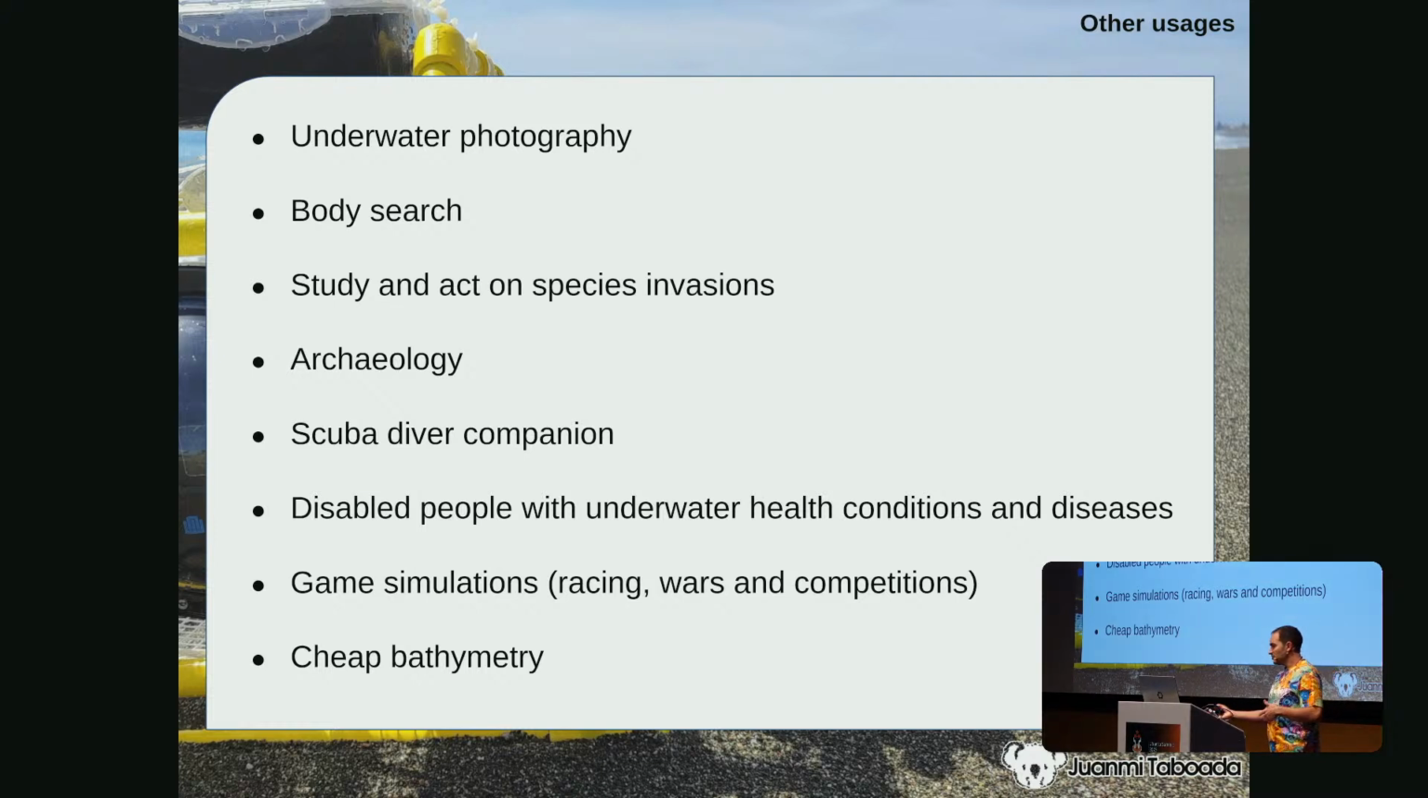And what else? What other uses can we give to the ROV? Underwater photography. We can use it for body searching. We can study and act on invasive species. Actually, we have done this with professional submarines. There are some algae that are where they shouldn't be, so we can act on them. Especially, like I said in the beginning, for disabled people with underwater health conditions and diseases. I have a friend especially who cannot go under the water, and he would love to. So I can share my experience with my friend. Definitely game simulations, racing, wars and competitions. All of that is open.